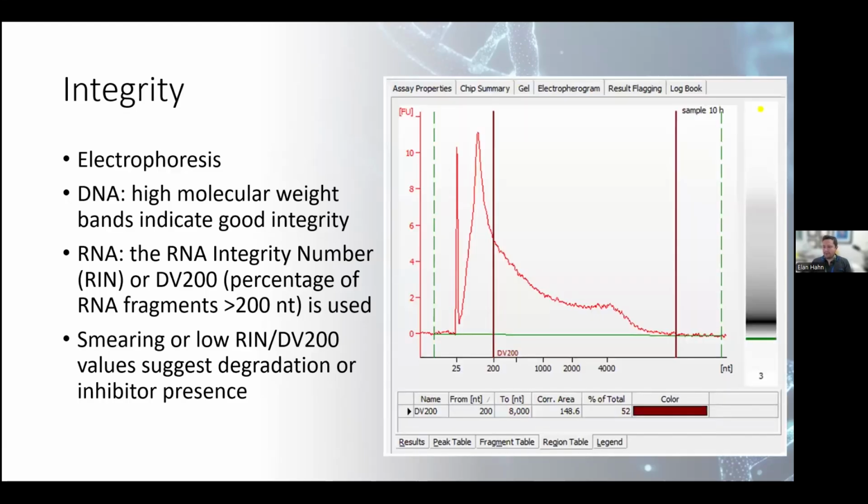For RNA, we use the RIN, the RNA integrity number, sort of an automated capillary electrophoresis system, or you could use the DV200, the percentage of RNA fragments that are greater than 200 nucleotides. Smearing or low RIN or DV200 values suggest degradation or inhibitor presence. So that's another important aspect of quality of extracted material to look into.